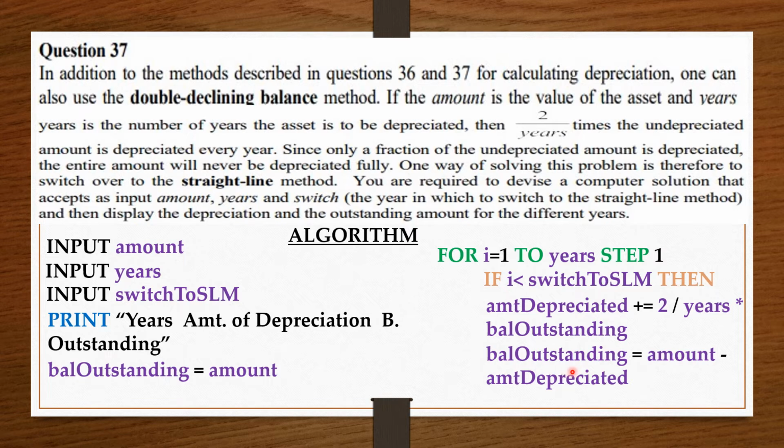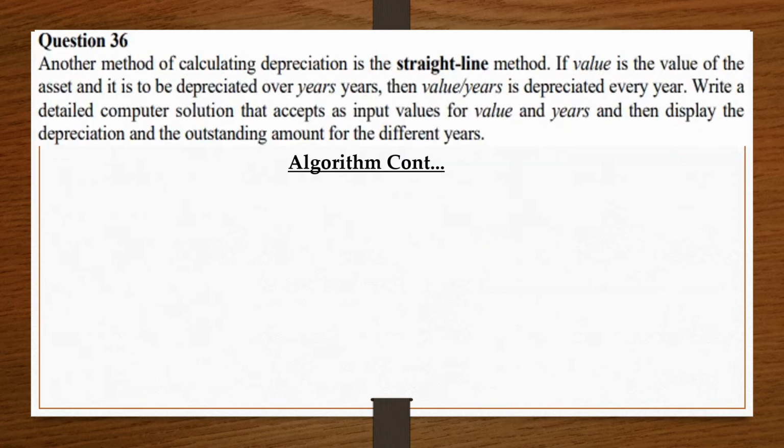But in case I gets to the user's value for switch, we say else, then you should use the straight line method we did in the previous question. So we are using that formula, which is the amount depreciated plus equals the amount divided by the years.